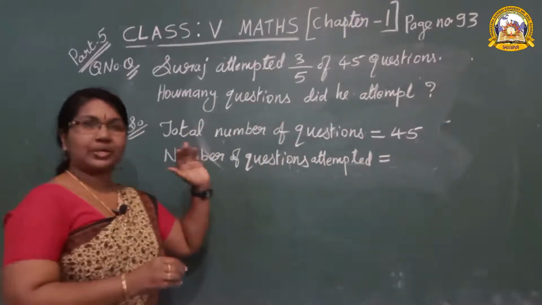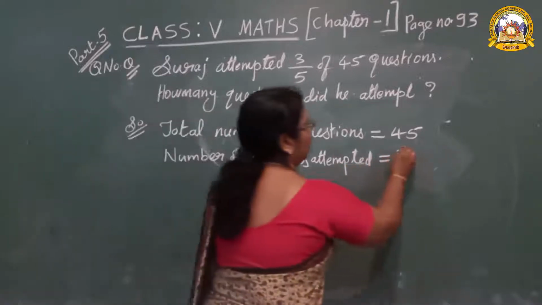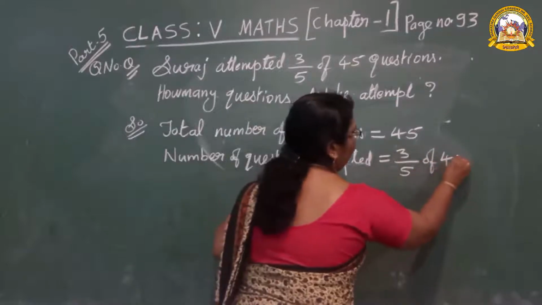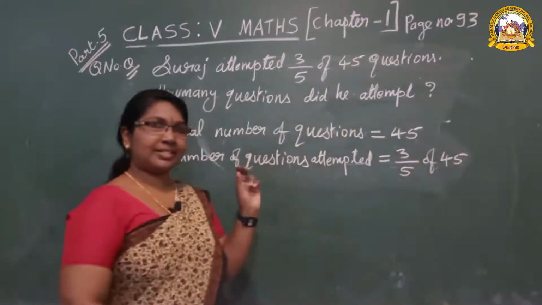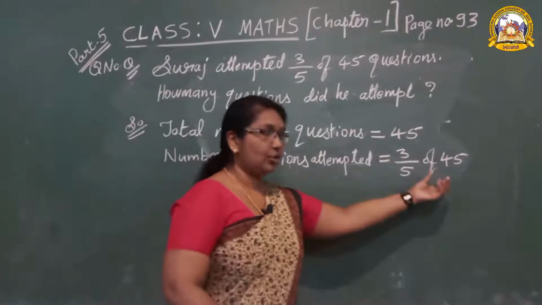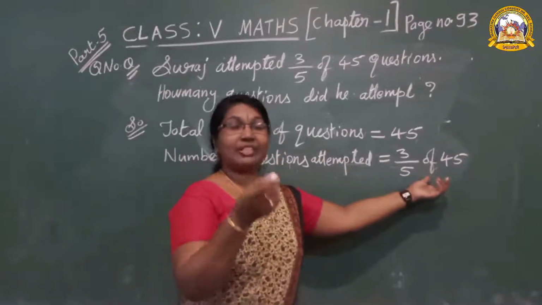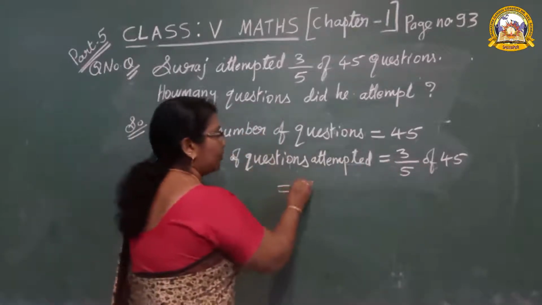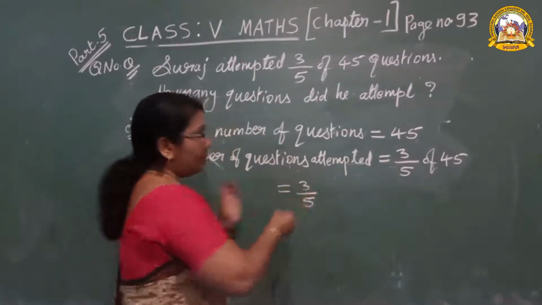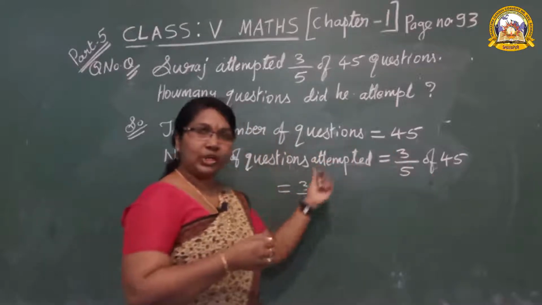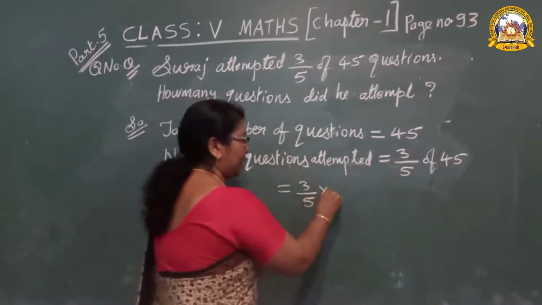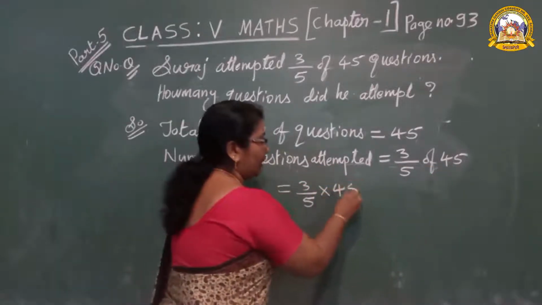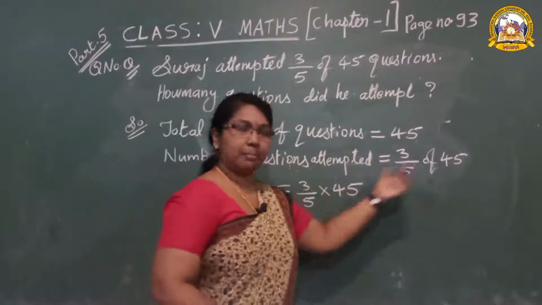Yes, in 4th class you studied this. You have to write the number here. Look here: 3 by 5 of 45. In maths you studied, what is the meaning of 'of'? Can you say? Yes, multiplied. So it is equal to 3 by 5. In place of 'of', what do you have to write, students? Multiplied sign. Then which number do you have to write here? 45. Once more, 'of' means multiplied.